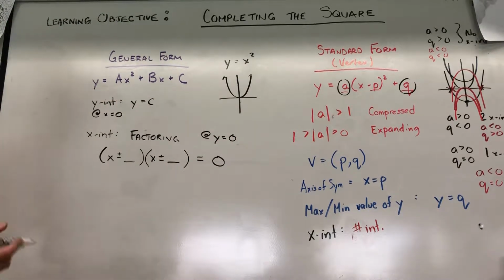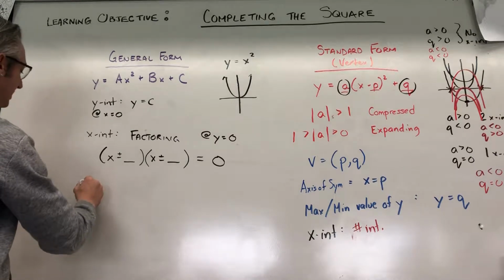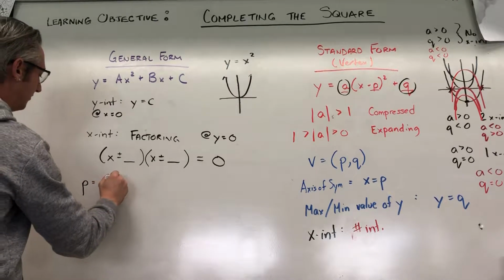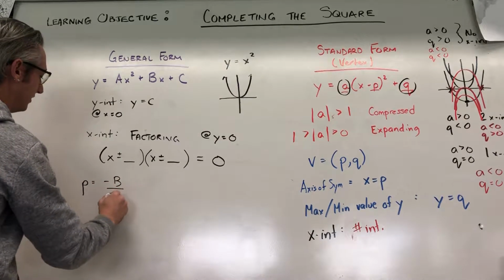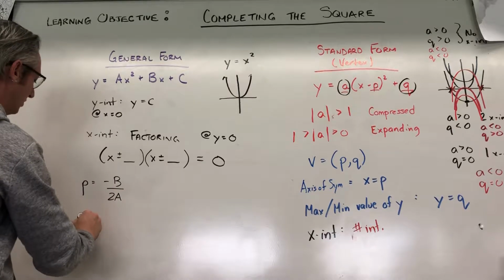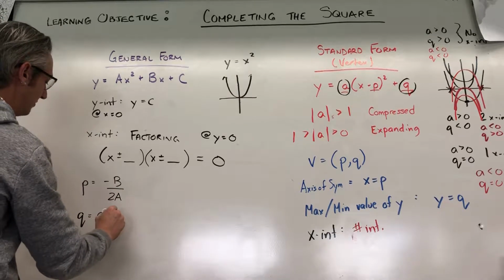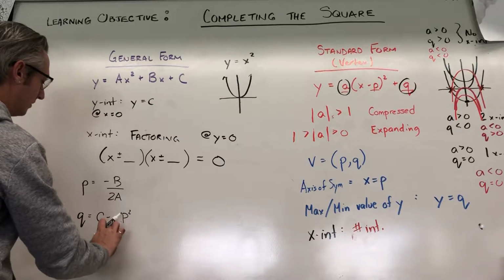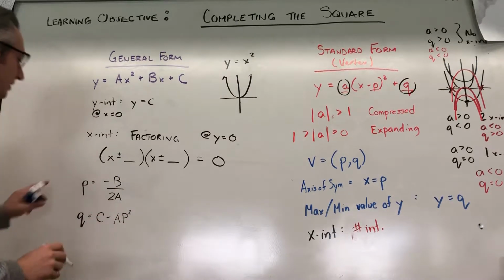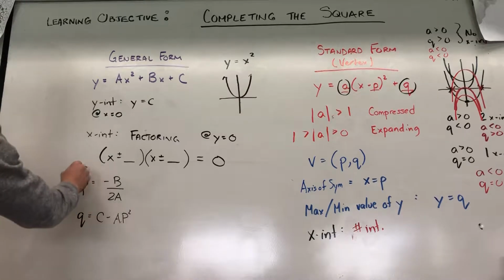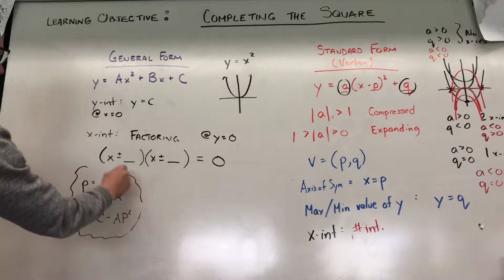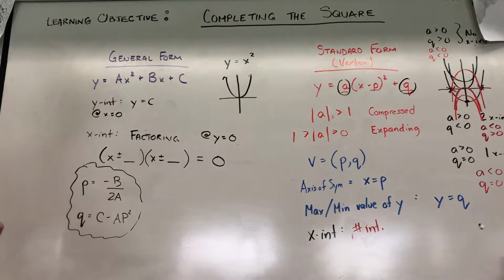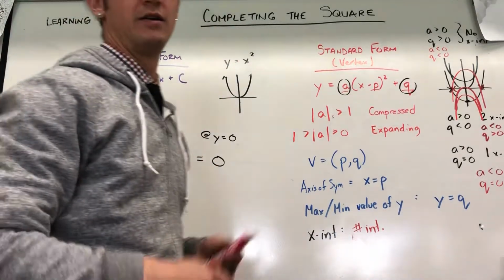And then if I'm so inclined, I can use my formulas. p is equal to negative b over 2a to figure out p, and q is equal to c minus a p squared. I can figure out my vertex. But this kind of gets nasty, and it's not a very clean way of doing things. So this is where completing the square comes into play.